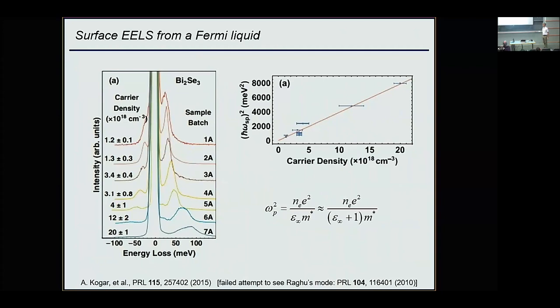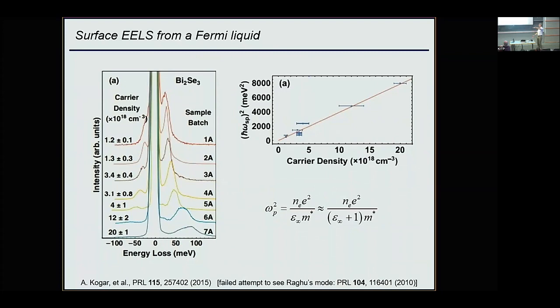And screening between the layers makes it linear, rather than square-root-like. That's the point. I'm not sure I understand the question. Well, if it were a single two-dimensional layer, the plasmon would scale as a square root. Yes. But in that case, we actually computed the whole 3D system.